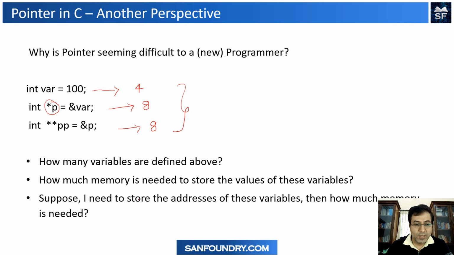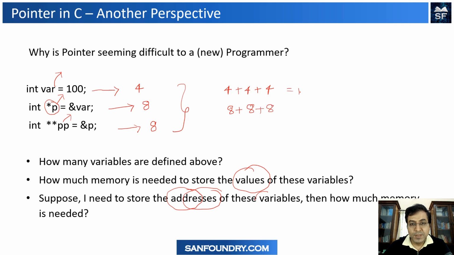Let's look further. Suppose I need to store the addresses of these variables. Then how much memory is needed? In the previous case, it was the values of these variables. In this case, it is the address. Sorry, this is the address. So the address of var, var is a variable. I need to store the address. P is also a variable and PP is also a variable. We have to store their addresses. On a 32-bit system, it is 4 plus 4 because an address is 4 bytes. On a 64-bit system, the addresses are 8 bytes like this.